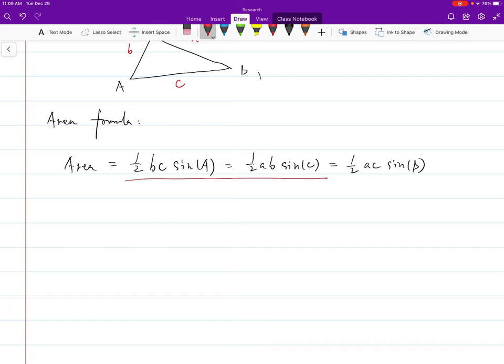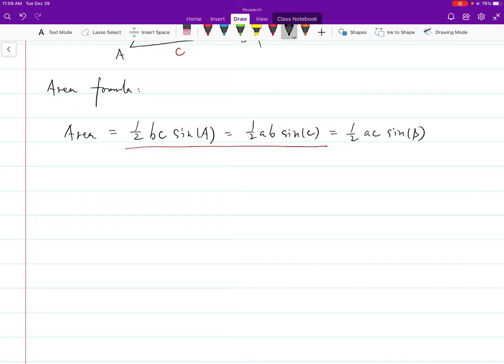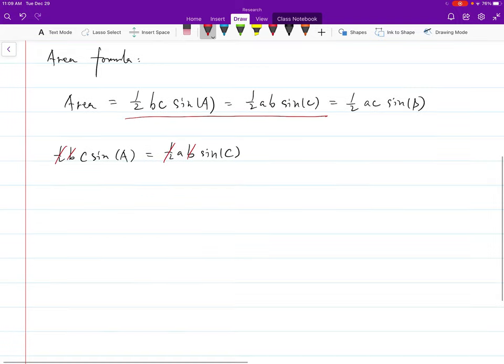Now if you could, try to take the first two. You start to divide on both sides all the things you can divide out. Very quickly, 1/2 is gone. b and b are gone. You have c sine A equals... and remember, keep in mind, because your b is not 0, therefore you can divide them and cancel them. And then simplify a little bit, you will see a over c.